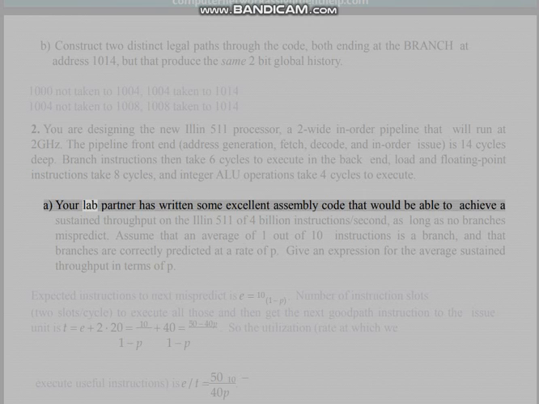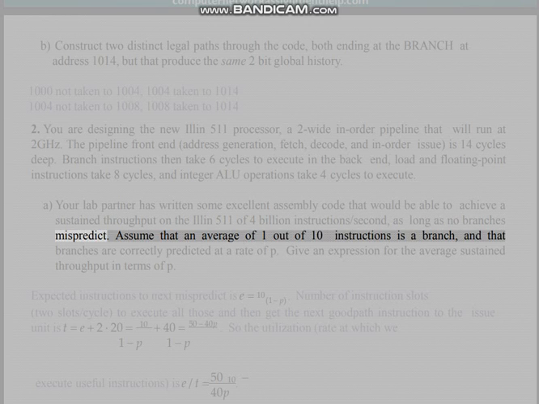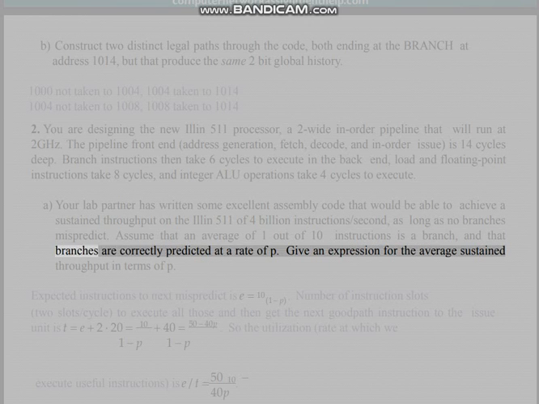A. Your lab partner has written some excellent assembly code that would be able to achieve a sustained throughput on the ILN 511 of 4 billion instructions/second, as long as no branches mispredict. Assume that an average of 1 out of 10 instructions is a branch, and that branches are correctly predicted at a rate of p. Give an expression for the average sustained throughput in terms of p.